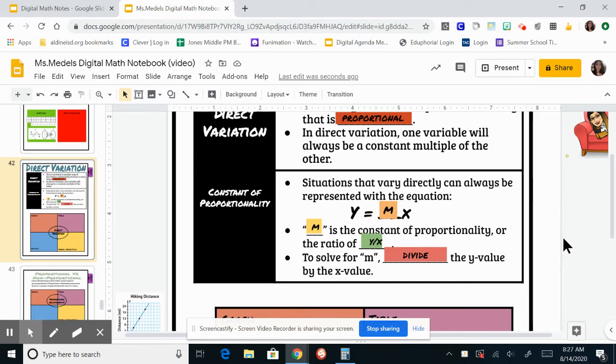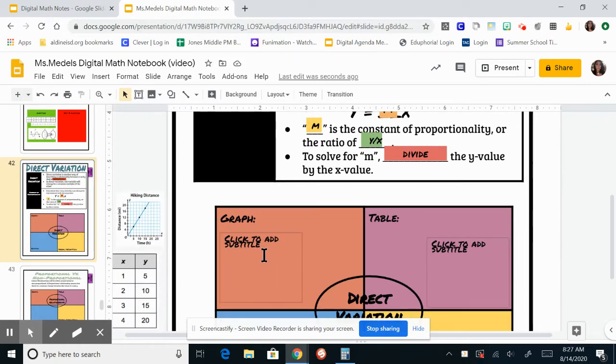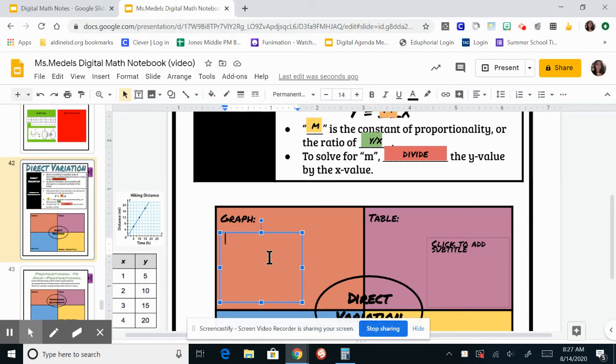There are multiple ways that direct variation can be given to you. Sometimes they can give you a graph. In order for a graph to be a direct variation, it has to fit two requirements. The first requirement is that it must be linear. If you don't know what the word linear is, look at the base word, line. You need to make sure that your graph makes a straight line.